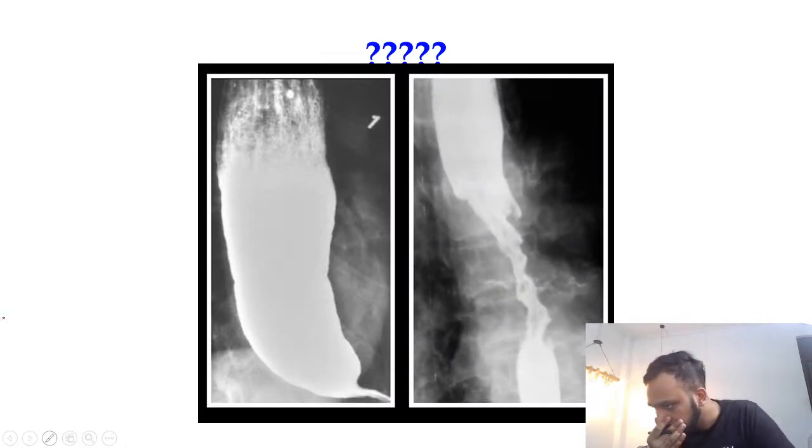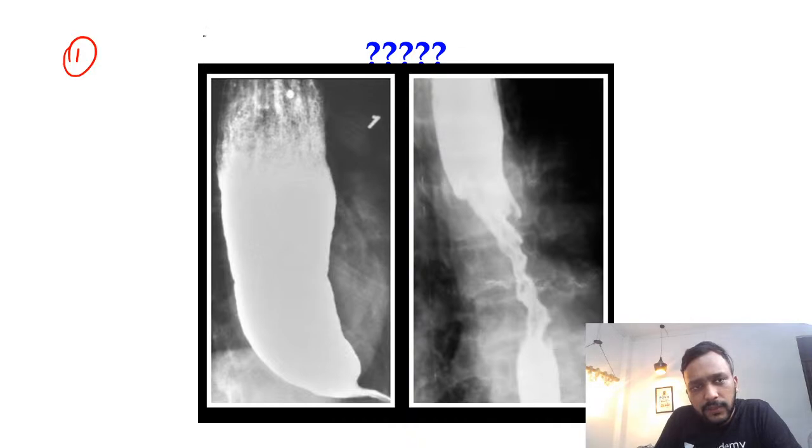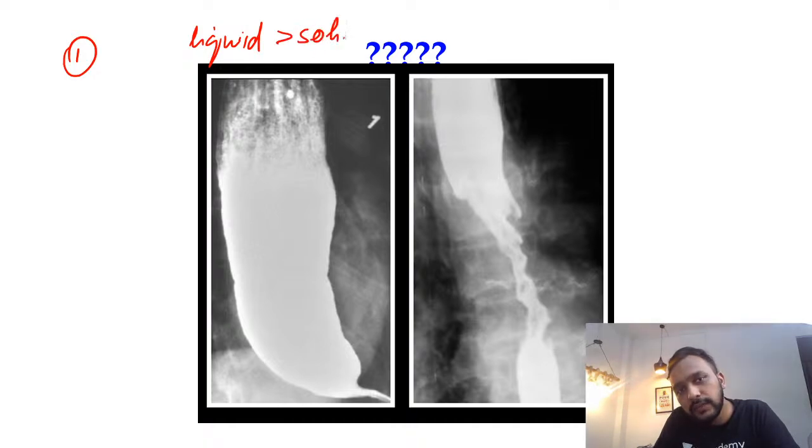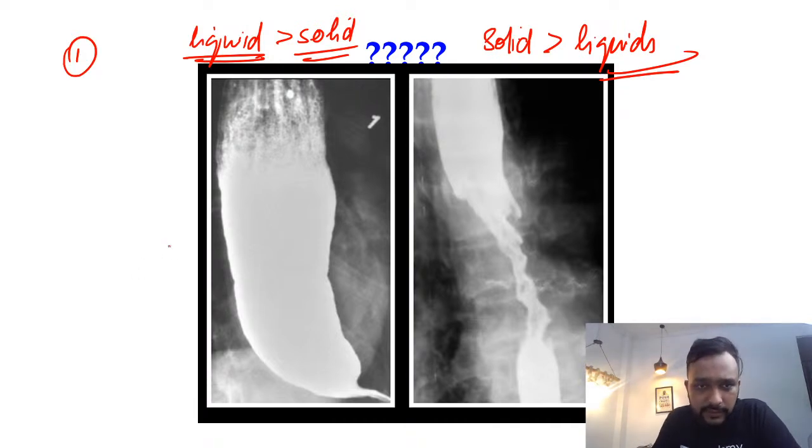Now in this image, two characteristic images. Both patients presented with dysphagia. In the first case, the dysphagia was more for liquids than for solids. And guys, in the second case, the dysphagia was more for solids than liquids, right?